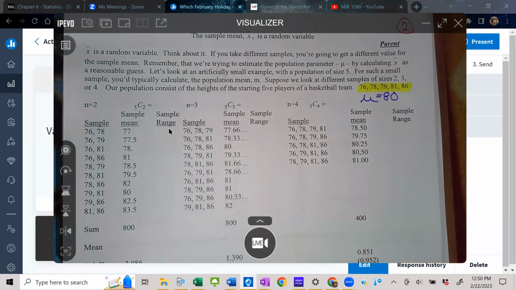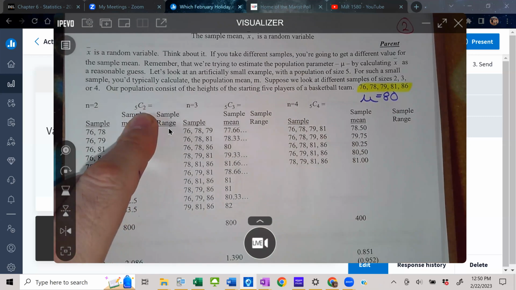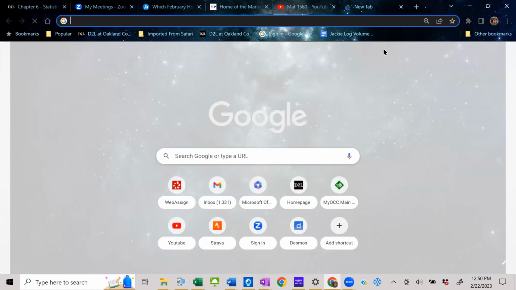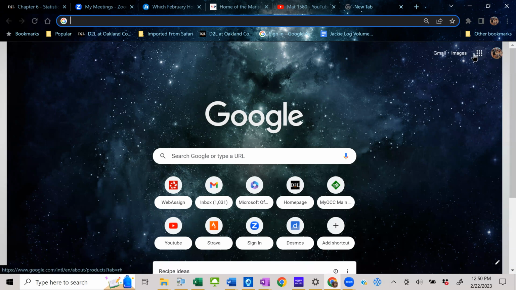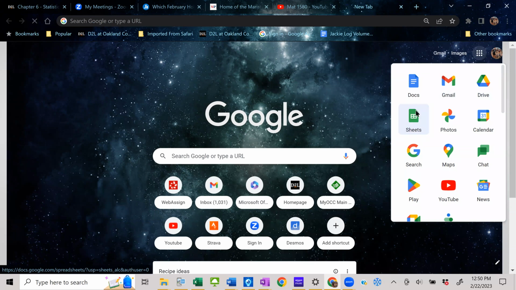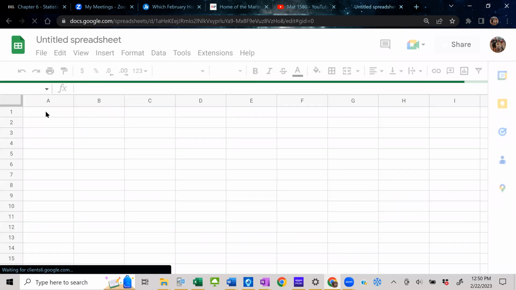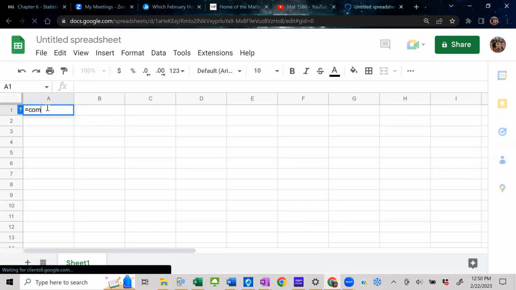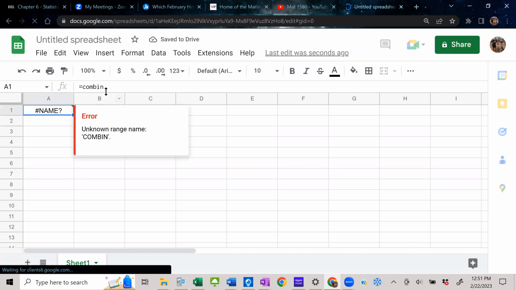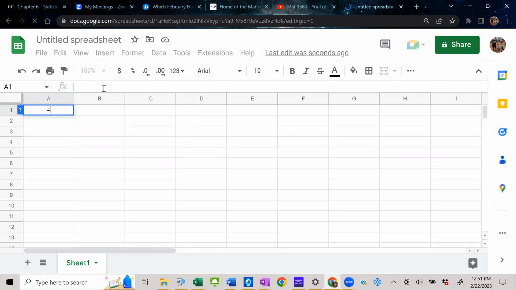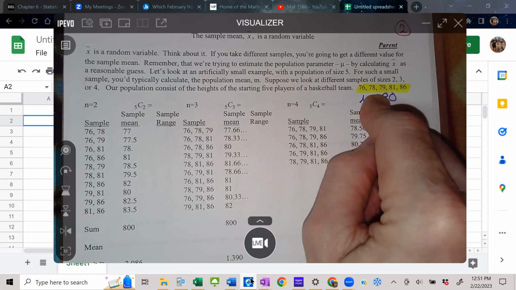Now, the first question I want to ask you, and you can open up a Google Sheet for this, is how many ways are there to choose 2 people from a group of 5? Okay, so let's open up a Google Sheet here. Let's just open up a blank one. You remember the formula for combinations? Equals COMBIN(5, 2). So there's 10 different choices I could make. If I'm going to sample just 2 people from this population, there's 10 different ways I can do it.